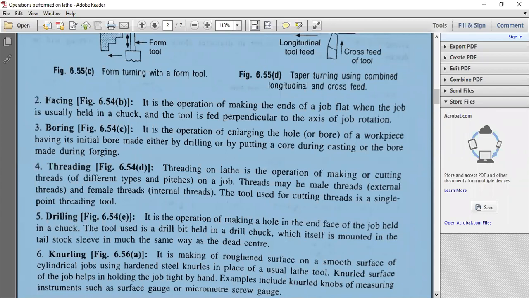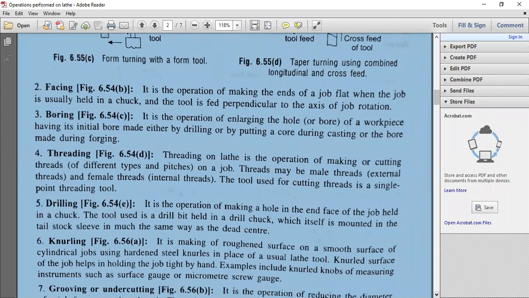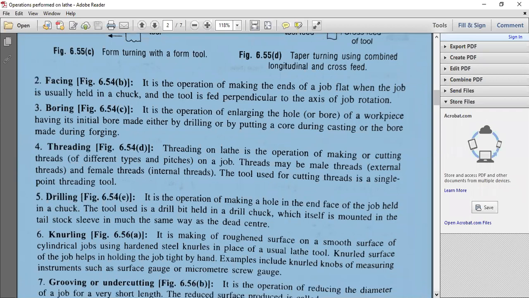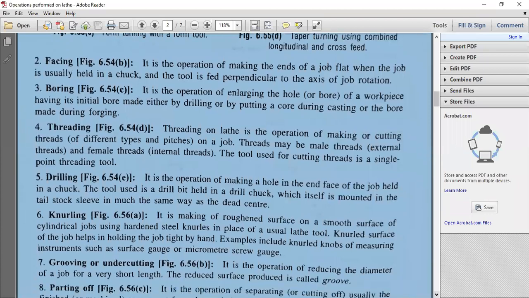So another one is knurling. Why do you have to do knurling? It is making a roughened surface on the smooth surface of cylindrical jobs. Because if you have to have a grip on particular instruments or holding of the jobs or workpieces, you have to knurl it. This is done on cylindrical jobs using hardened steel knurls in place of a usual lathe tool, and you have to use a knurling tool for this.